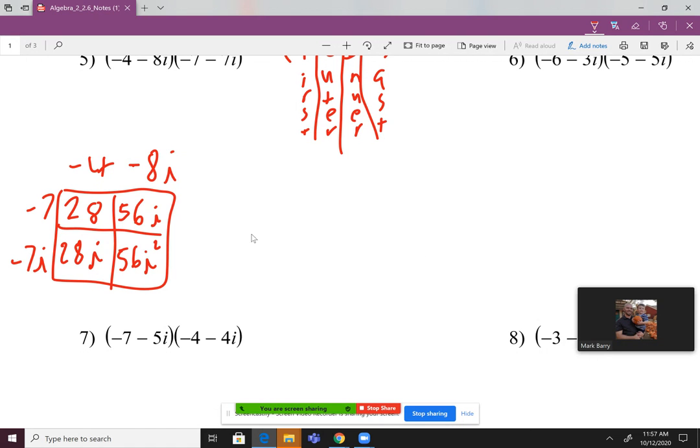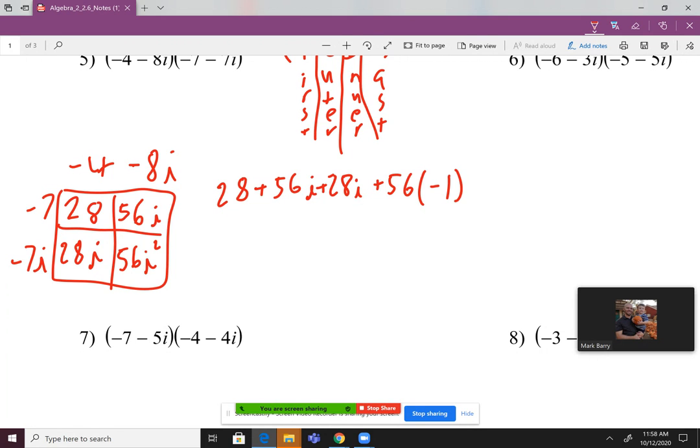I only have one i squared, it's in the bottom right box, it's usually gonna be there, okay? And so when I write this out, I'm gonna write 28 plus 56i plus 28i, but I'm gonna write plus 56 times negative 1. So the only thing I changed was that i squared that I had, I changed it into a negative 1.